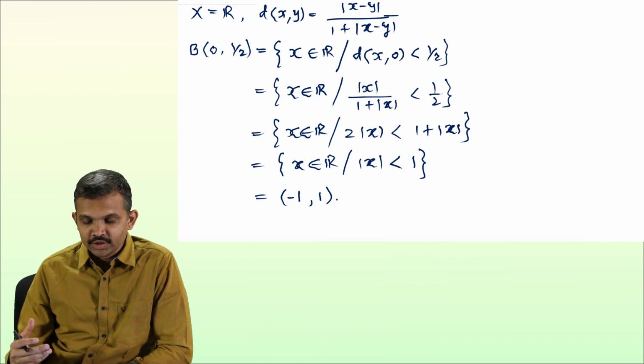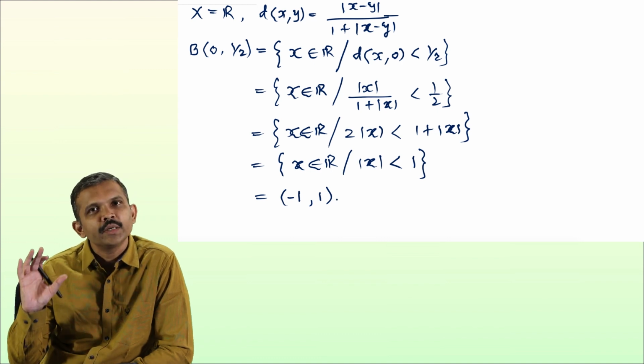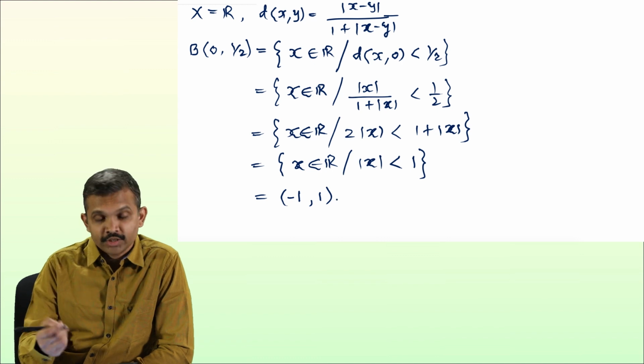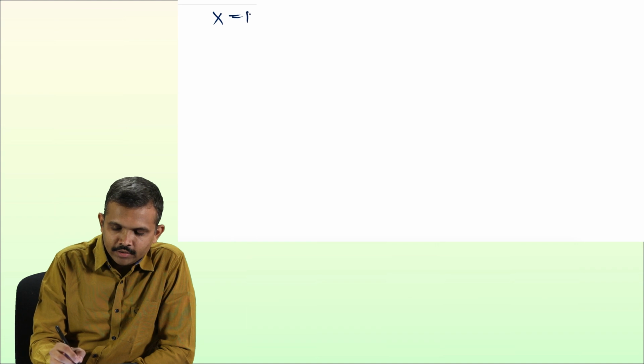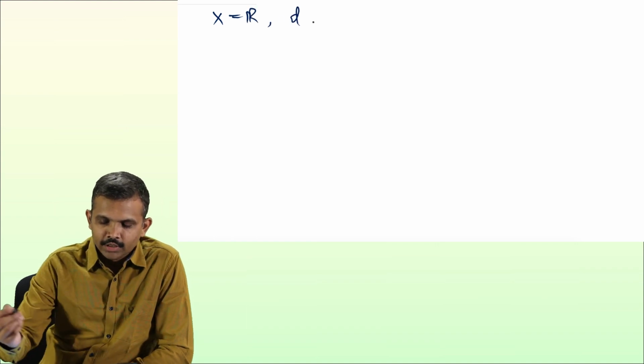Just to get the idea of this metric more, I would like to deal with 2 more open balls with respect to the same metric. So, let us try to figure out how the structure of those open balls looks. Let me take the same set and the same earlier metric. I am not writing the definition.